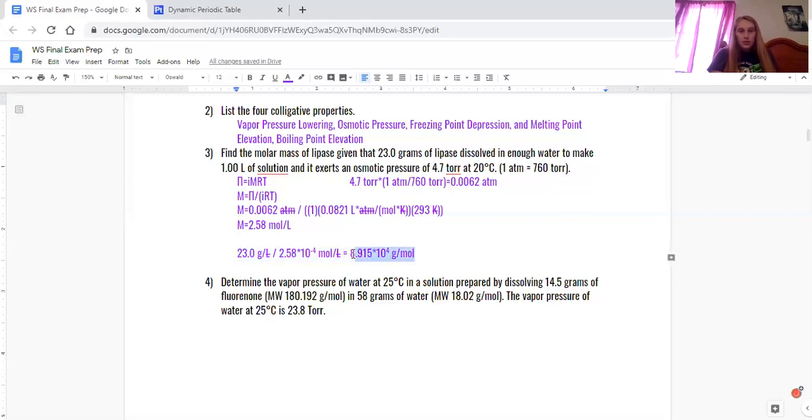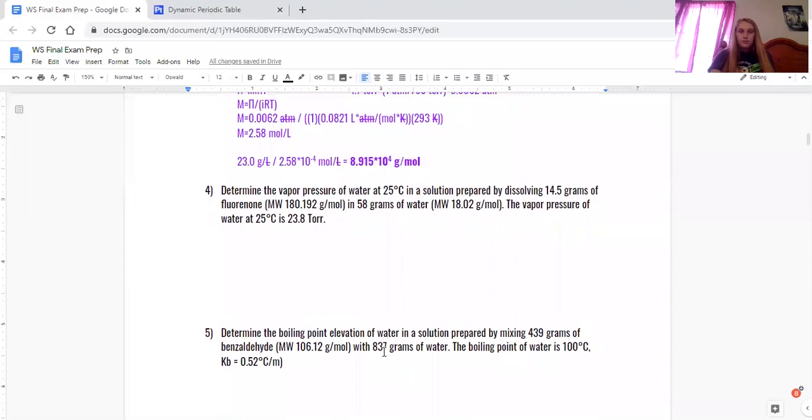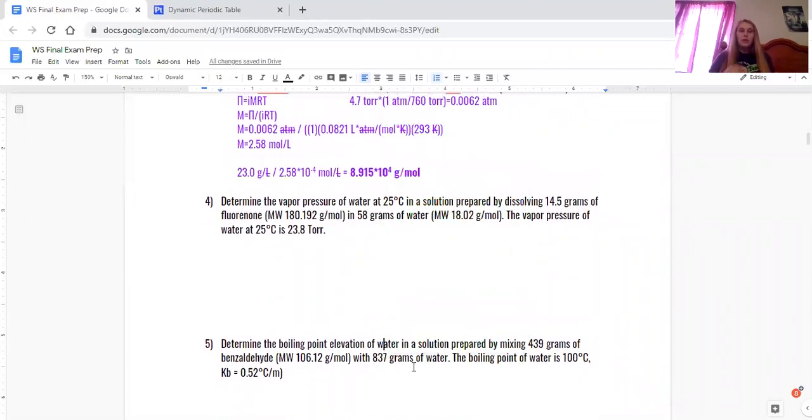So here it is. So we can go ahead and move on to our next problem. We're going to determine the vapor pressure of water at 25 degrees Celsius in a solution prepared by dissolving 14.5 grams of fluorine in 58 grams of water. The vapor pressure of water at 25 degrees Celsius is 23.84. Sorry, stumbled on my words there.